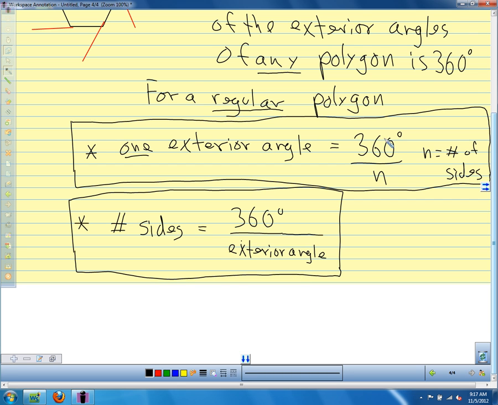Now, does this formula, 360 degrees divided by the number of sides, look like another formula that we've already worked with? It was on the quiz. What else was 360 divided by the number of sides? You remember? The central angle. Perfect. So let me draw another picture.